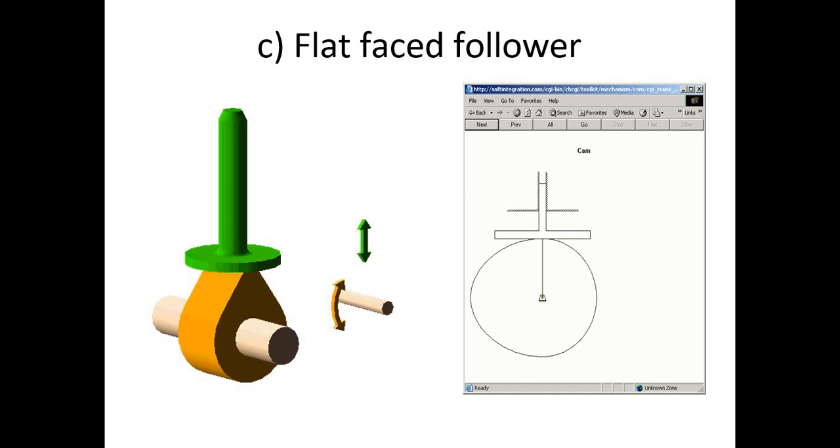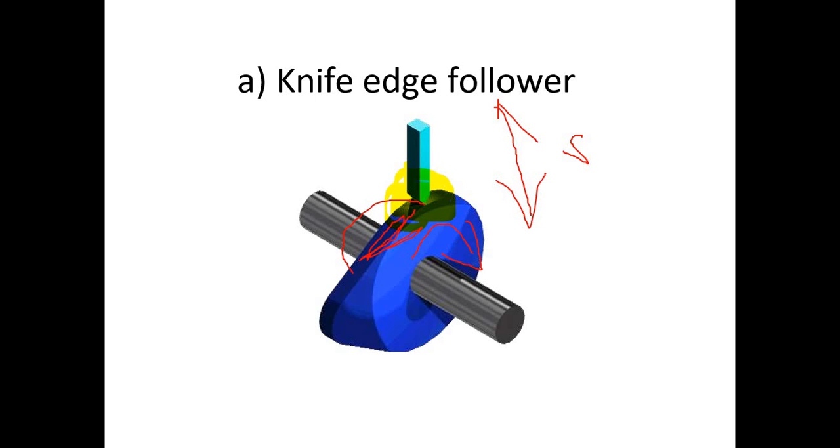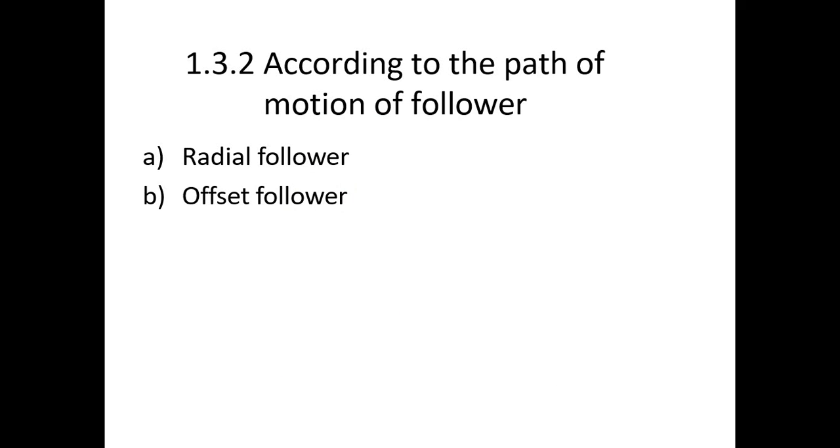Look at this. In case of flat faced follower, there is more friction due to the more area in contact. In a knife edge follower, only the knife edge is in contact with the cam, but due to this small edge contact with the cam, there is a chance of production of noise and also vibration. So these are the disadvantages of the knife edge follower.